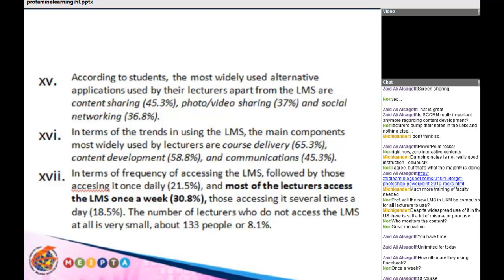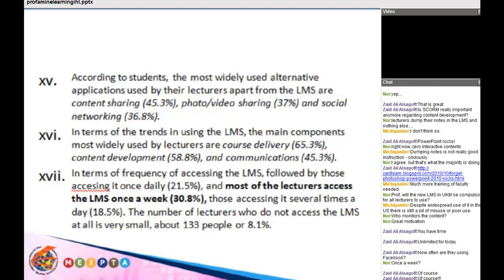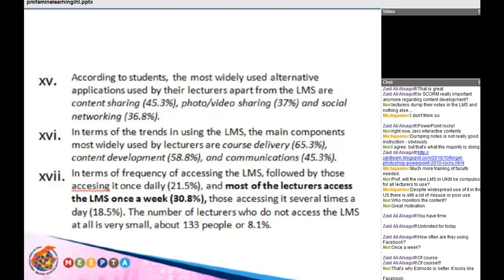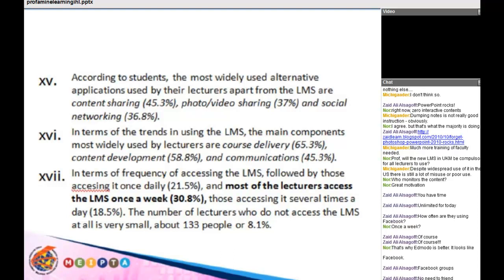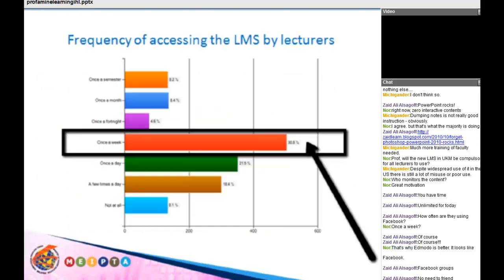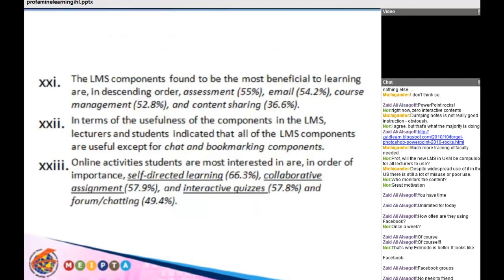So I think we have to find ways to get people to really use the LMS that we are providing. It's not only just to have the LMS, but the LMS should be friendly, and I think the keyword is useful for learning, not just for storing. LMS should not be just for storing, but an environment for active and meaningful learning. So once a week is not a good thing.